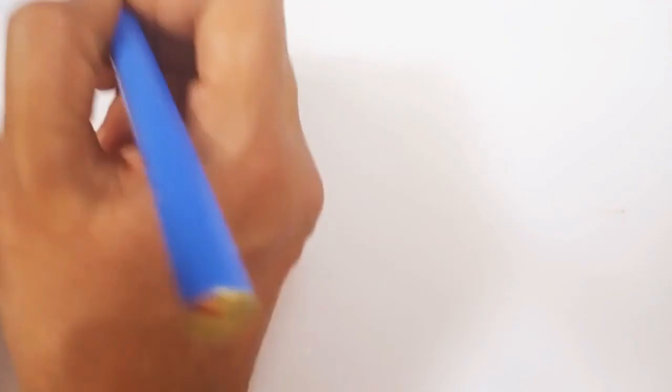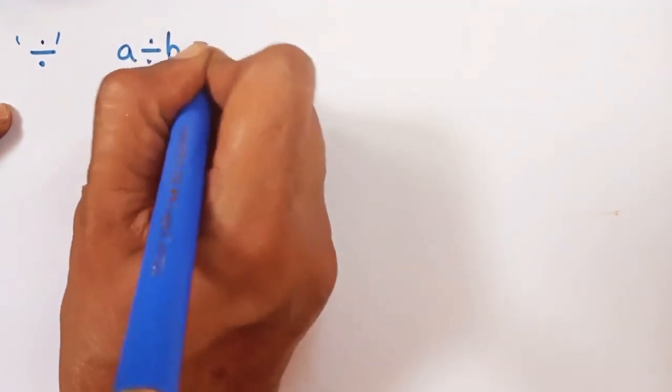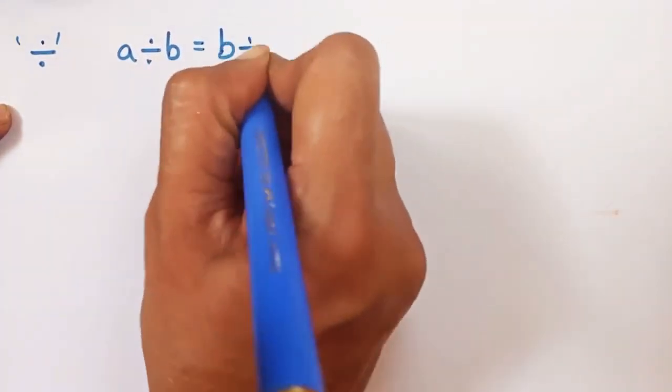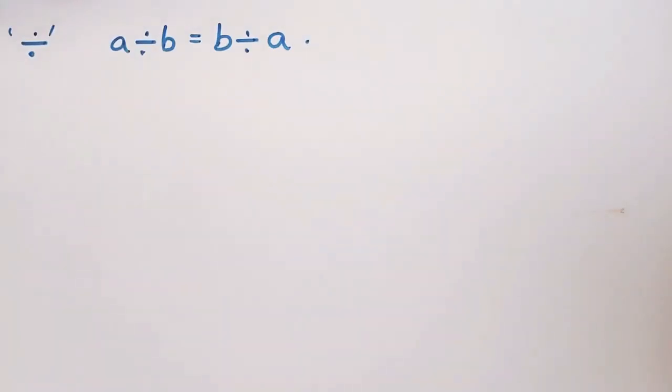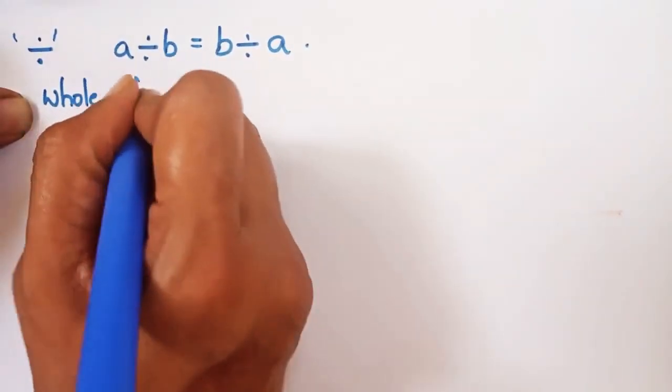Okay. Under division, what is meant by commutativity? A divided by B must be equal to B divided by A. That means if we reorder also, our result must be the same. Let us just check with the whole numbers first.